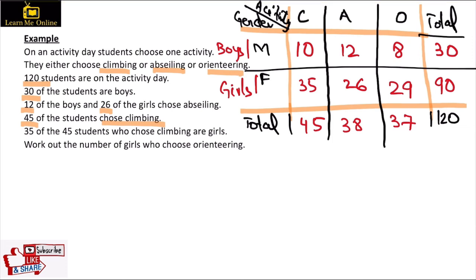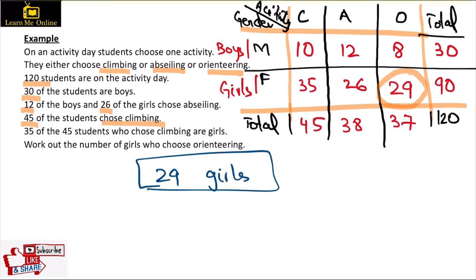Let's see what they're asking. This says work out the number of girls who choose orienting. So I'm going to highlight it now. So the number of girls who choose orienting would be 29. So you say that the final answer of this would be 29 girls.